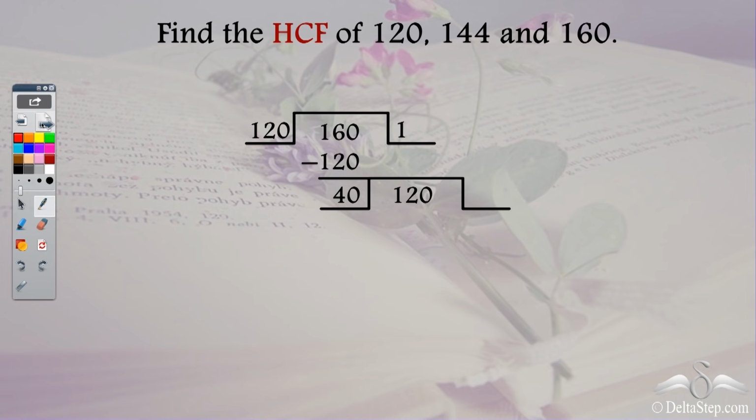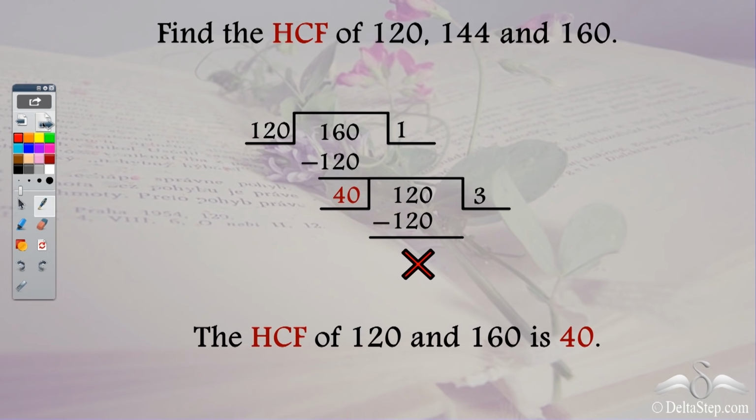How many times does 40 go into 120? 3 times. 40 into 3 is 120. And I get the remainder 0. So this cross is for 0 remainder. So 0 remainder or no remainder. This means that I need to stop here. So this 40, which is the divisor of the last step, is actually the HCF of 120 and 160. So 40 is the HCF of 120 and 160.